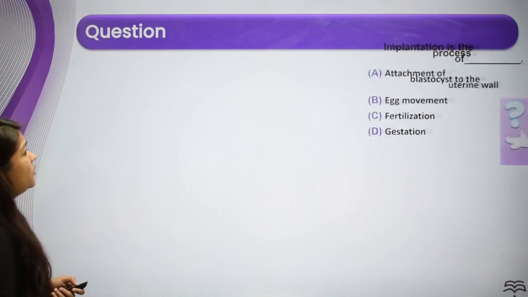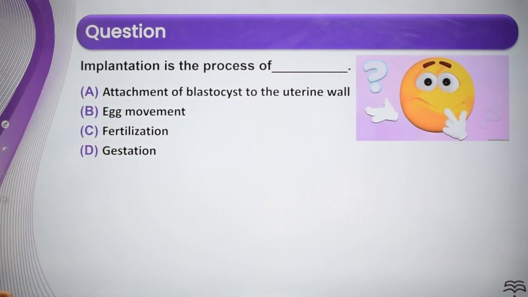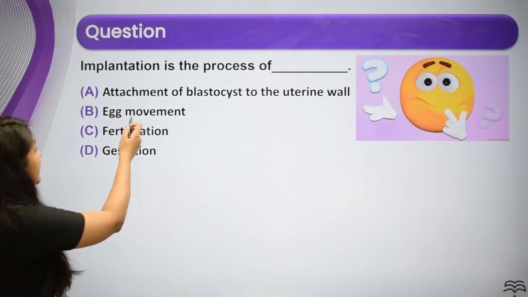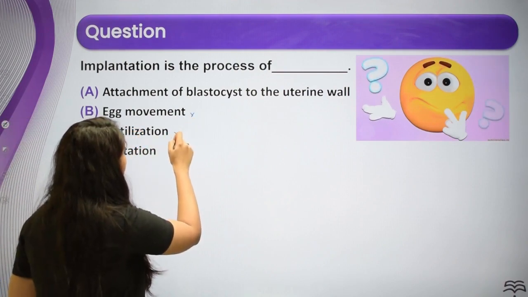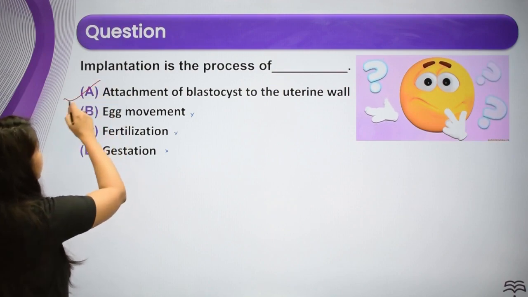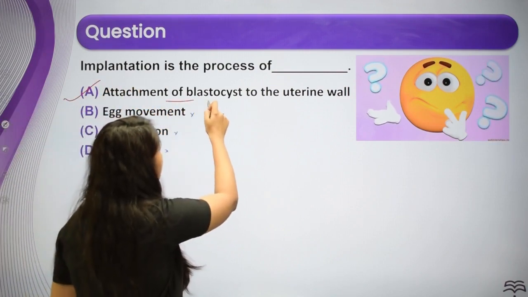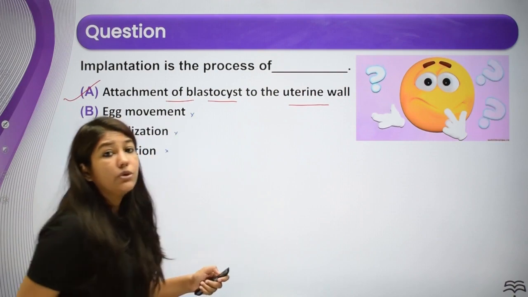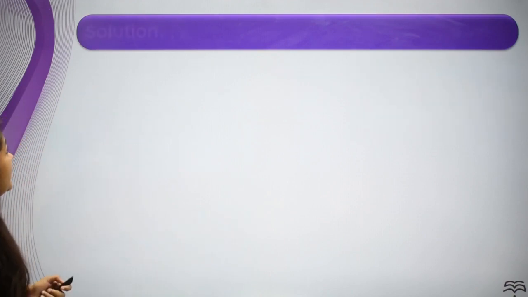Alright, now let's have a look at the question. Implantation is the process of egg movement, fertilization, gestation. बहुत ही sorted सा, बहुत ही simple सा, sweet सा question है. आंसर बहुत simple है. Implantation is the attachment of blastocyst to the uterine wall. Right?